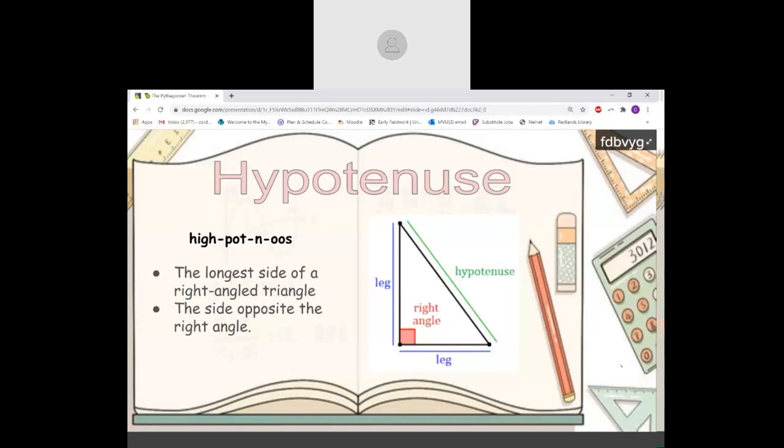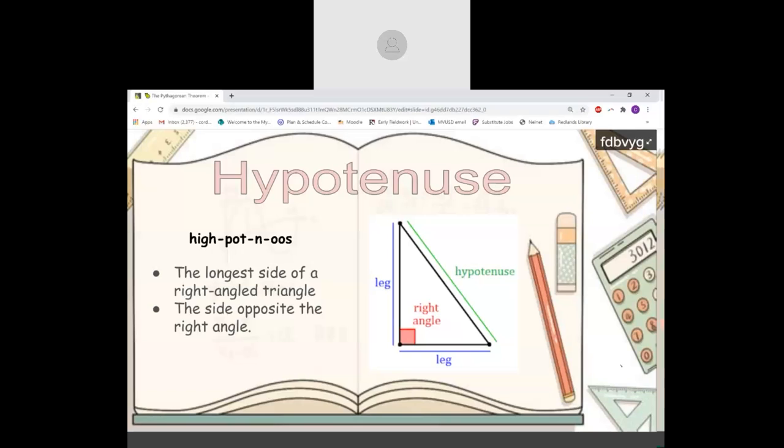Okay, so what is a hypotenuse other than a long, crazy word? A hypotenuse is the longest side of a right-angled triangle. So only right-angled triangles have a hypotenuse. And then another definition for a hypotenuse is the side opposite of the right angle.